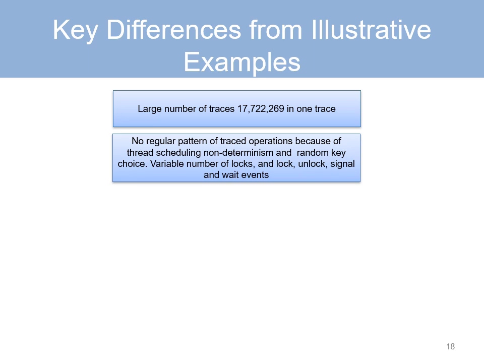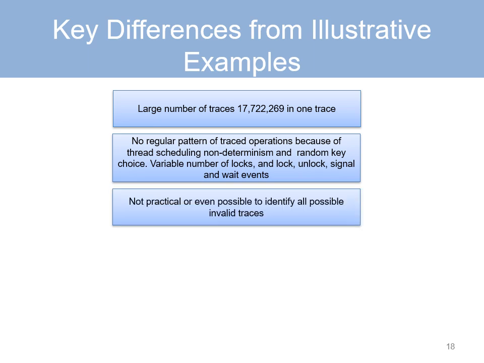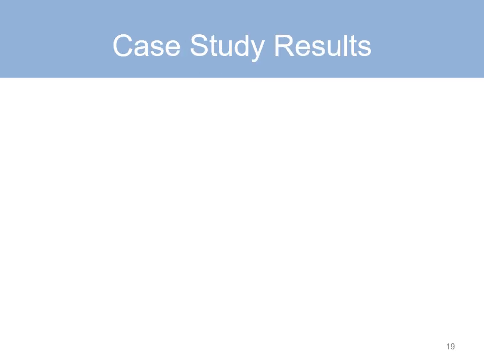So there were a variable number of locks, and for a lock there were a variable number of mutexes, and for each mutex there was a variable number of lock and unlock operations. So it's not practical or even possible to identify all possible invalid traces. So writing tests based on these traces is difficult.